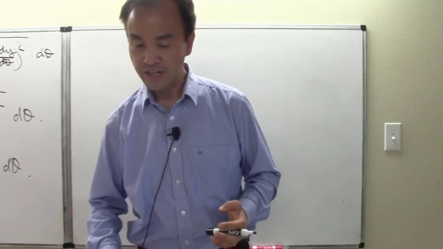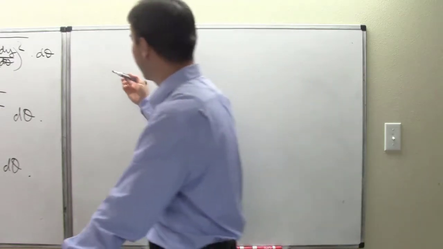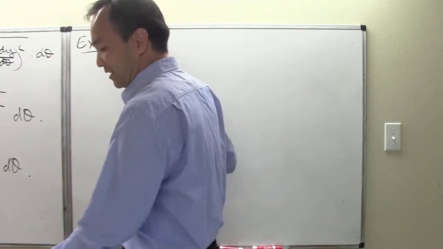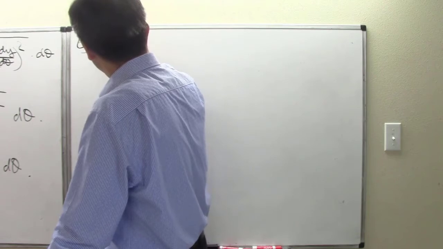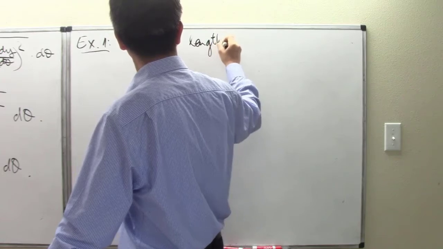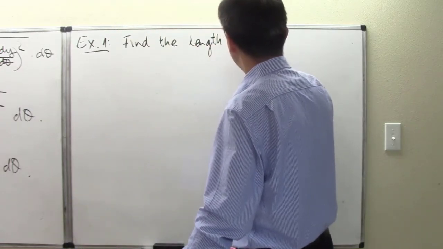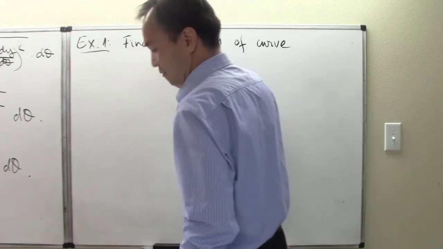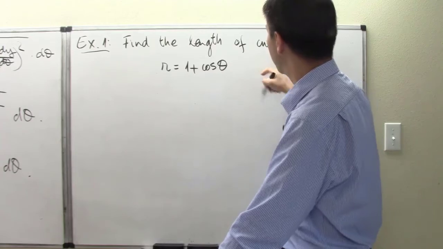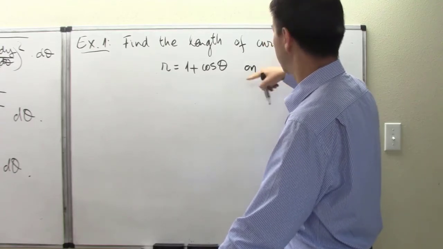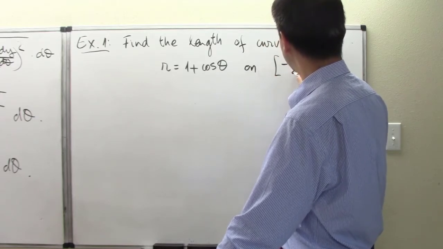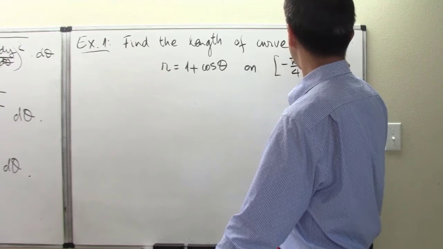All right, so let's now look at our first example, example 1, and the wording of the problem. Quite straightforward. Find the length of the curve r equals 1 plus cosine theta. But we want only the length of that piece of the curve on the interval from minus pi over 4 to pi over 4.